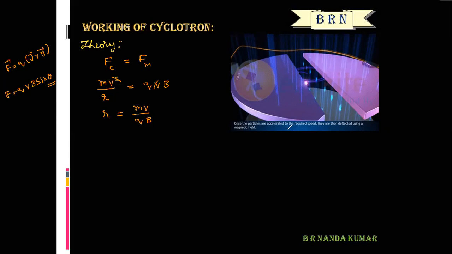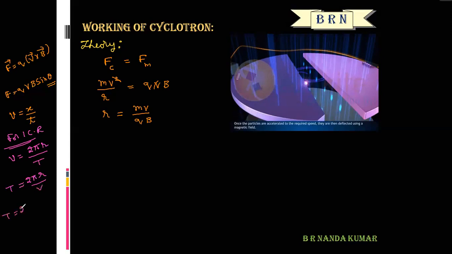So this is the radius of the circular orbit: r is equal to mv divided by qB. So what about the time period? Speed is distance divided by time taken. For one complete rotation of a charged particle, the distance covered, the length of the path, is 2 pi r, the circumference, and the time taken to complete one rotation is the time period. So T is equal to 2 pi r divided by v.